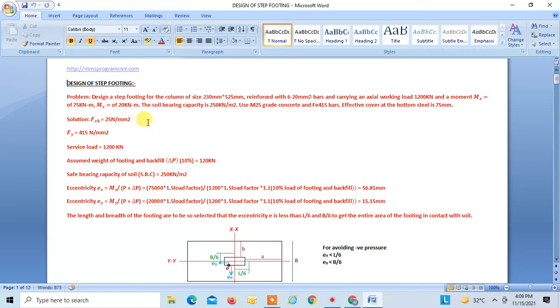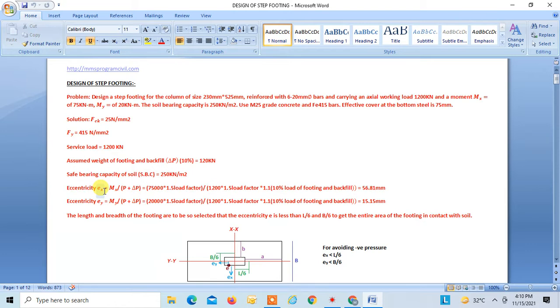So given to us, fck is 25 Newton per mm square, fy is 415 Newton per mm square, service load is 1200 kilonewton. Assume weight of footing and backfill, that is delta P, as 10%, which is equal to 120 kilonewton. Safe bearing capacity of soil, SBC, given to us is 250 kilonewton per meter square.